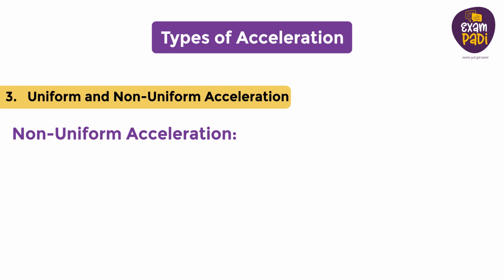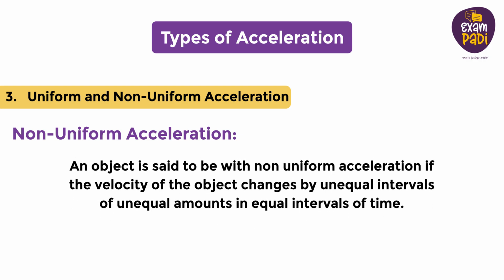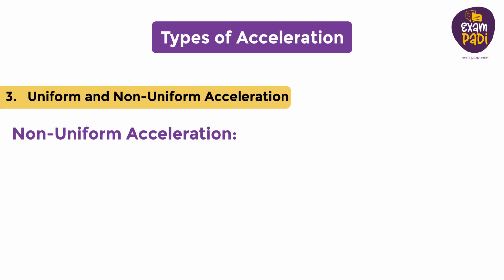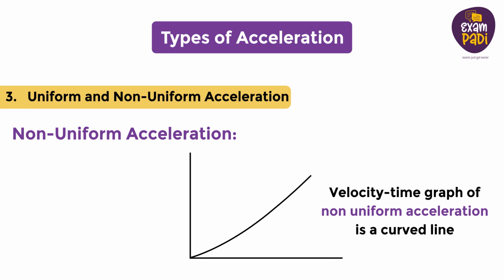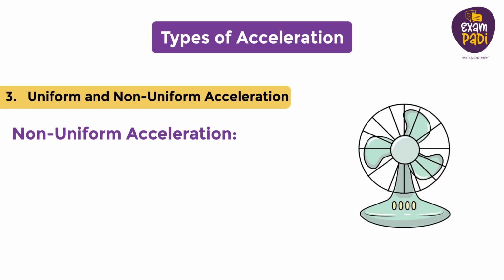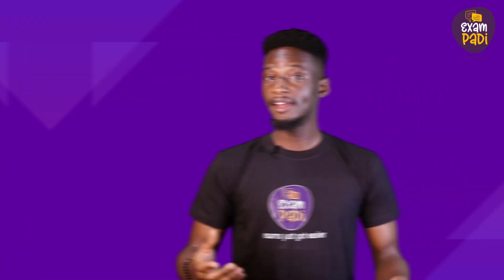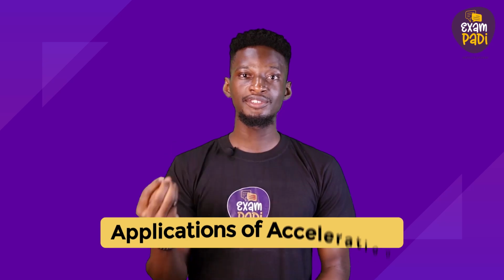Non-uniform acceleration. An object is said to be with non-uniform acceleration if the velocity of the object changes by unequal amounts in equal intervals of time. Velocity time graph of non-uniform acceleration is a curved line. An example is all circular motion types where speed is constant and direction changes at every point. Now, let's discuss some applications of acceleration.